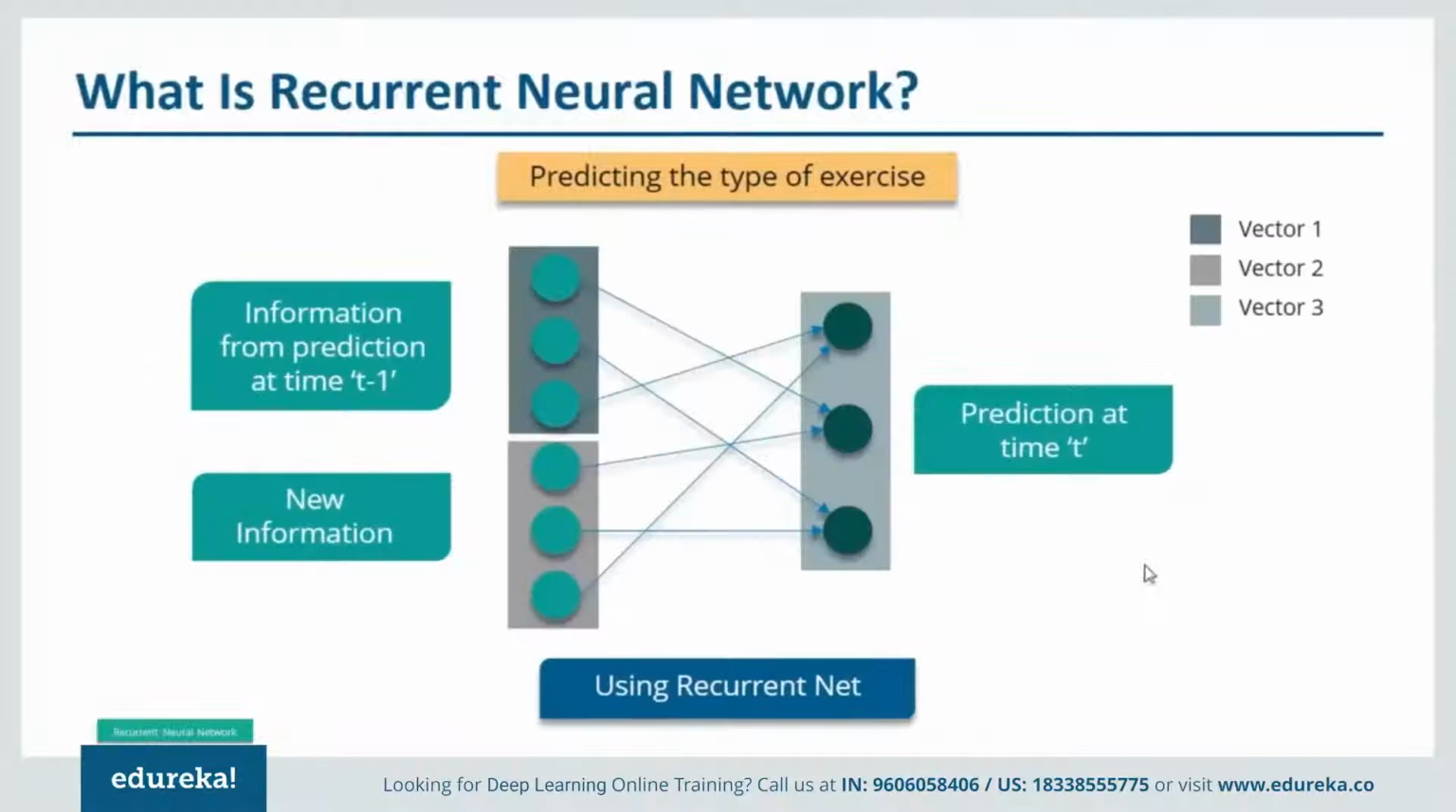Now what I'll do is convert these things into a vector. Now what is a vector? A vector is nothing but a list of numbers. Alright, so this is the new information, guys, along with the information from the prediction at the previous timestamp. So we need both of these in order to get the prediction at time t.